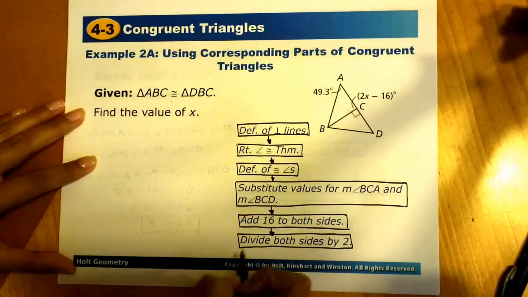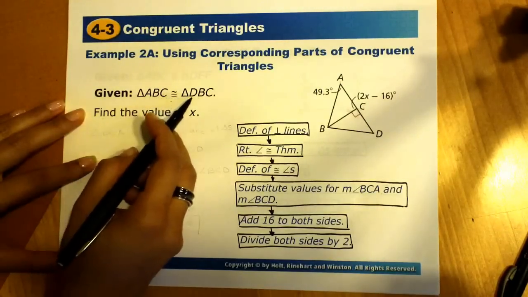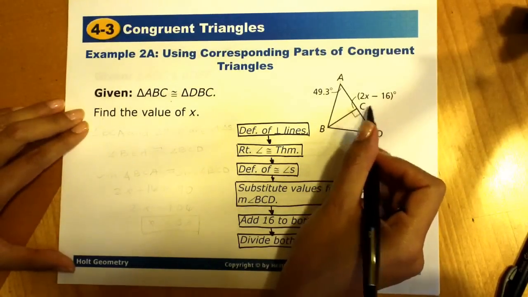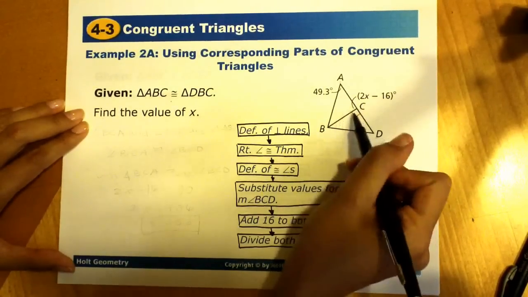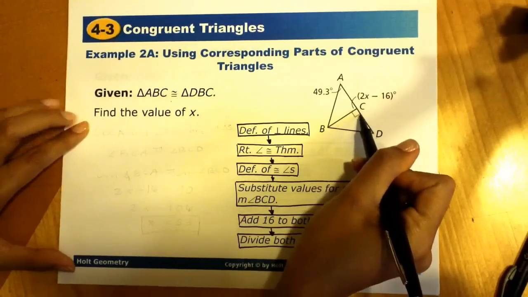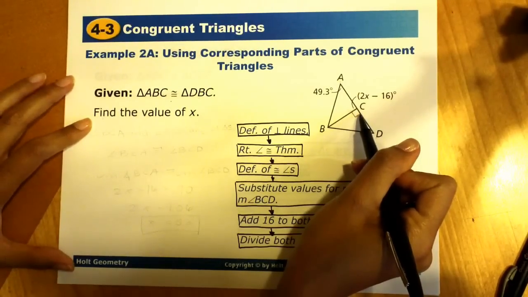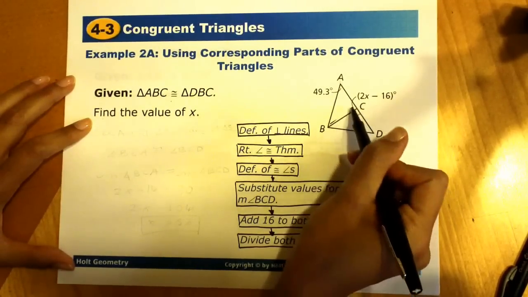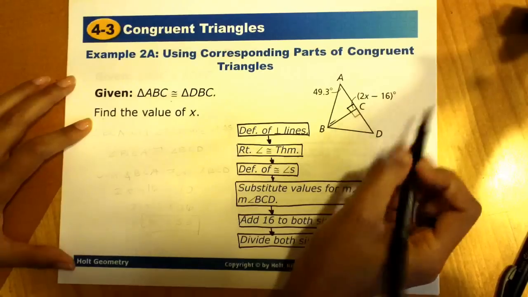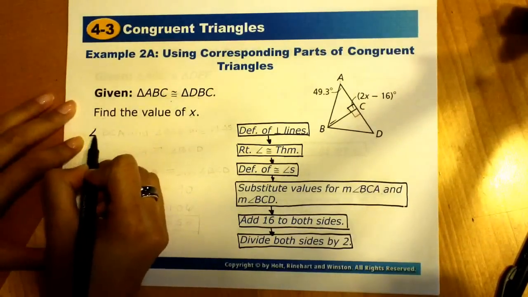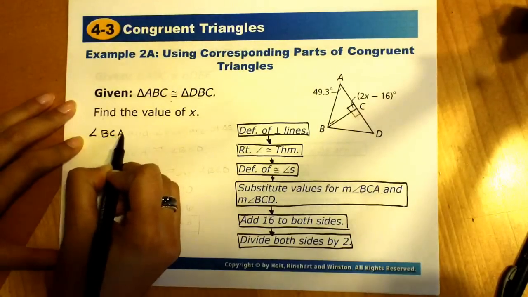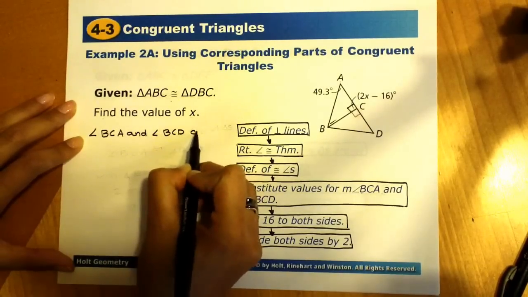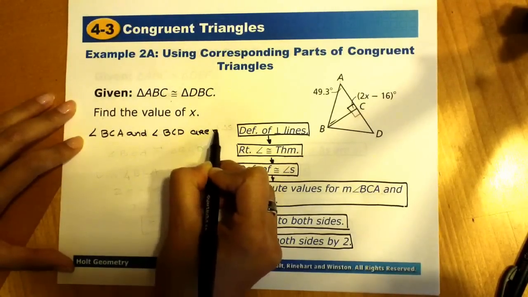Alright, so here's another task. You're given that triangle ABC is congruent to triangle DBC, and you need to find the value of x, so this value right here. Because I know that this is a 90-degree angle, it's labeled in the picture, I know that the definition of perpendicular lines tells me that this is also a 90-degree angle. So I know that angle BCA and angle BCD are right angles.